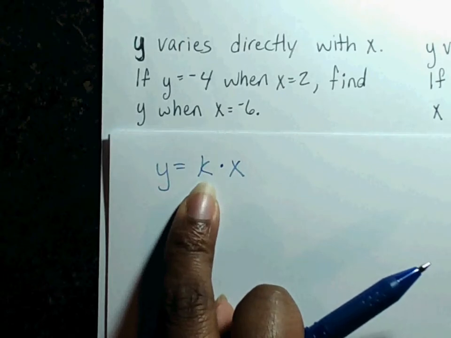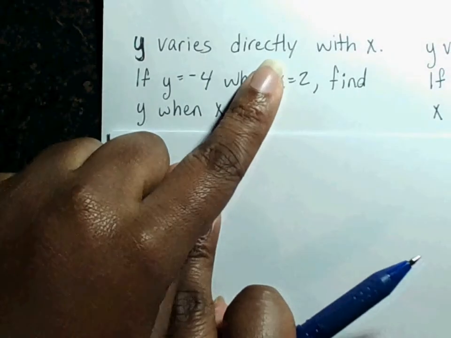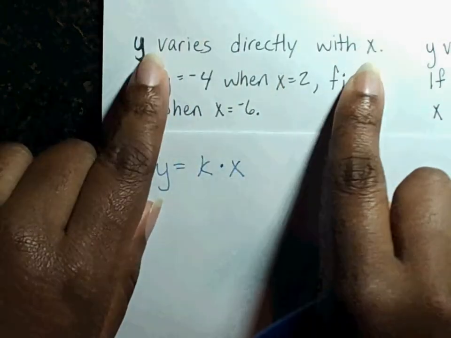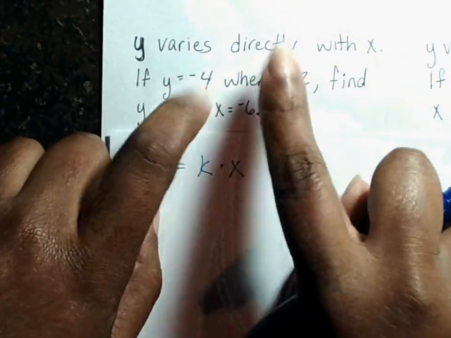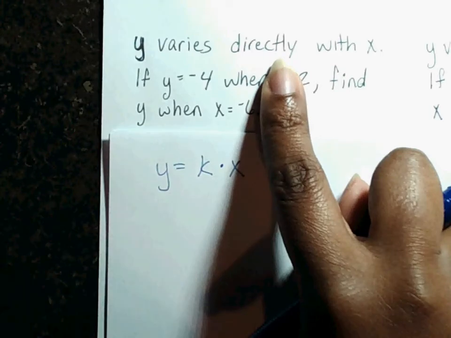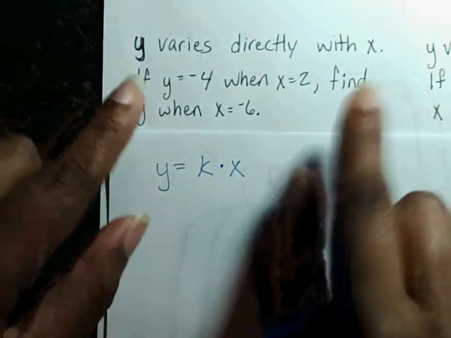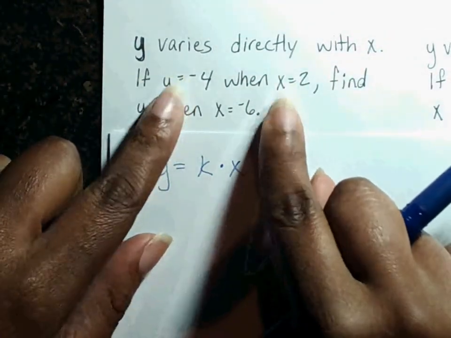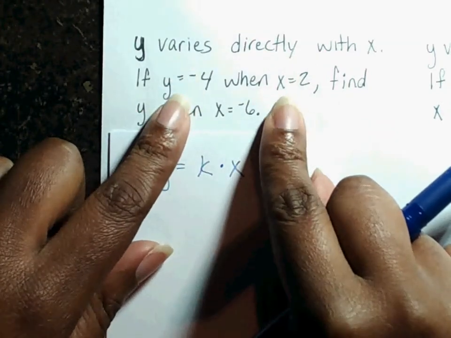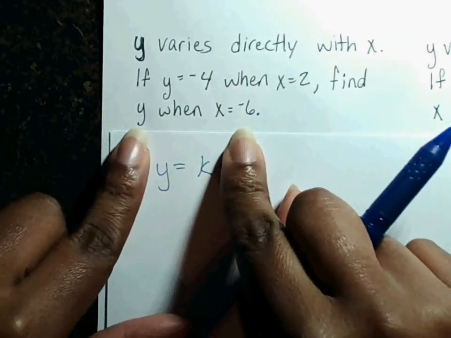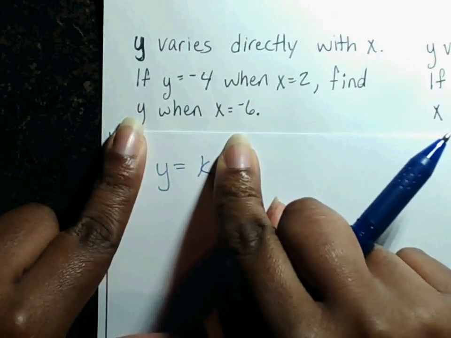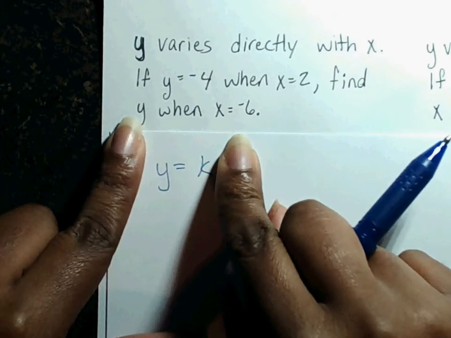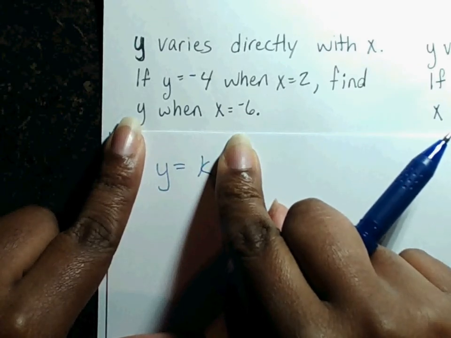All of these problems have the exact same steps. They're always going to tell you how the two variables vary, directly or inversely. I was going to say indirectly just now. And then it's always going to give you an example where they give you the numbers of each variable, and they're always going to ask you to find one given the other variable. Every single time. You just have to understand how the problems are set up.